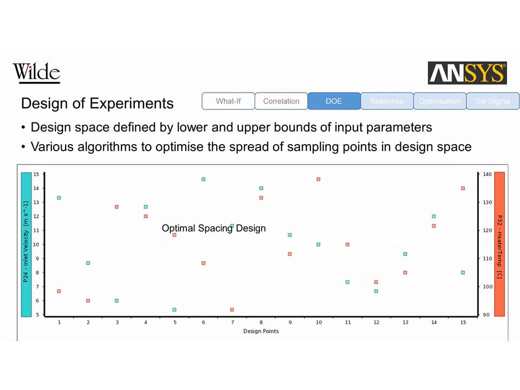Or we've got optimal spacing design. There are a few more which I won't go into here. But again, with optimal spacing design, you can see that you get a larger spread of the design points. And again, this is helpful because you're running fewer simulations, but you're getting the most out of your study.